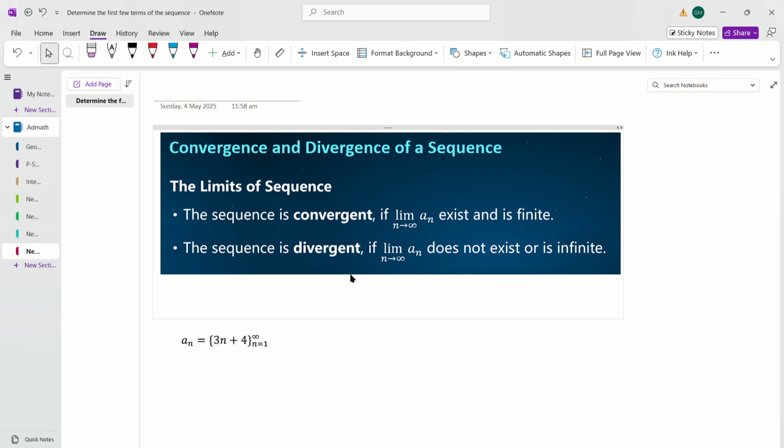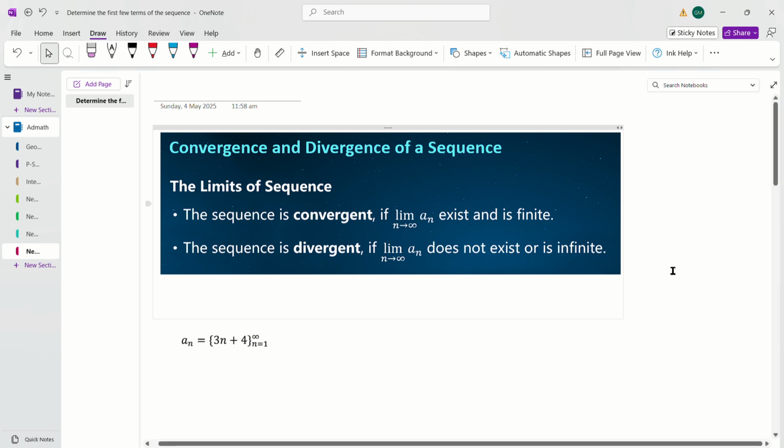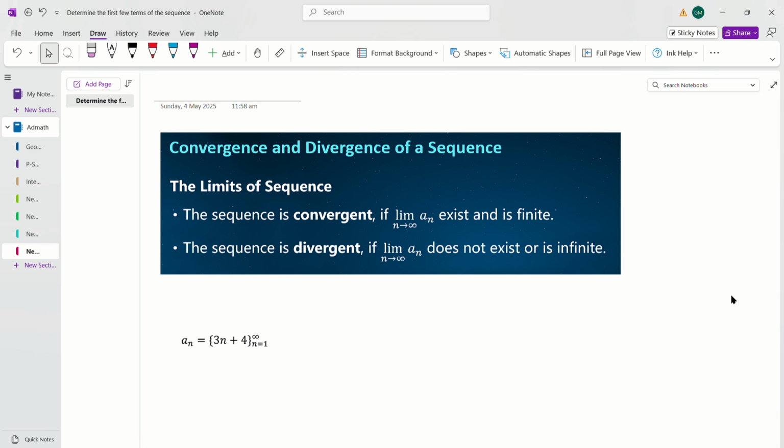Okay, so in order to identify if your sequence is convergent or divergent, we must deal with the limits of this sequence. Here is the following condition. The sequence is convergent if the limit of a sub n as n approaches infinity exists and it is finite. If there's a limit, the sequence is convergent. Otherwise, if there's no limit or the limit is infinite, the sequence is divergent. Let's have an example here.